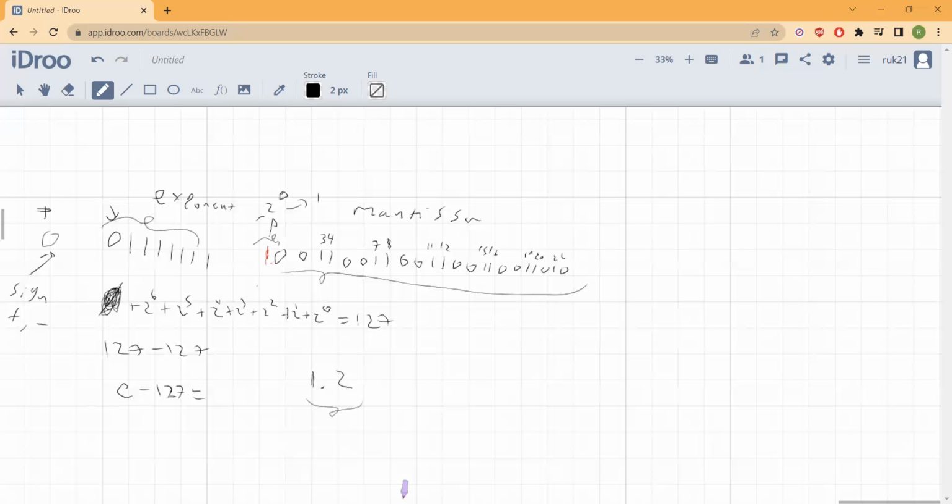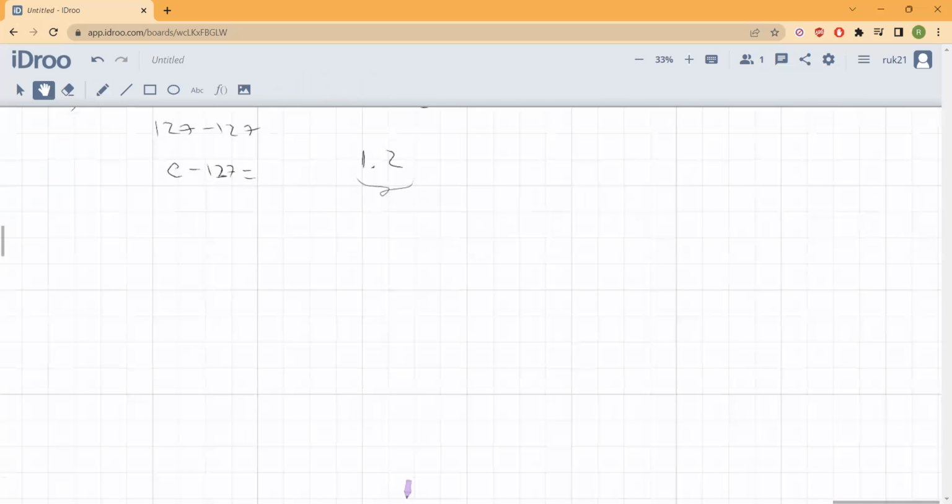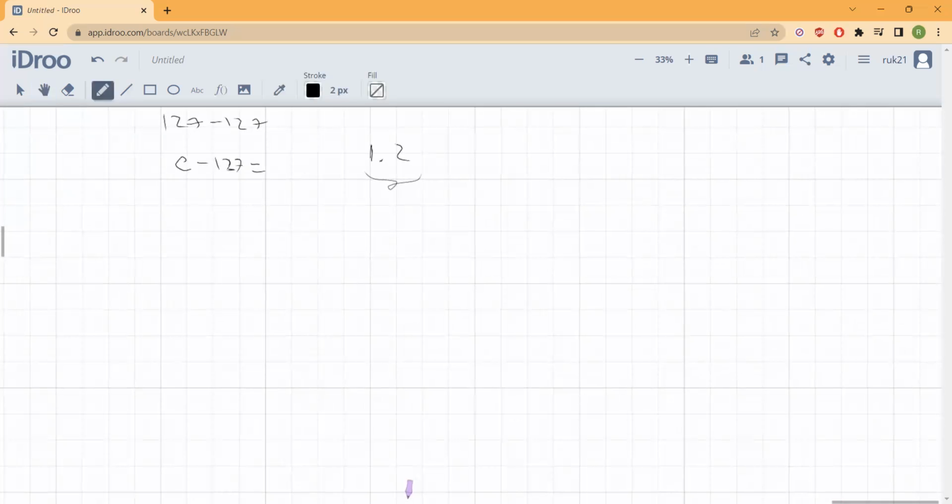Now, let's do another example and see what we get. So here's the second number we're going to take, and then we're going to see how to make a number go into its IEEE form.